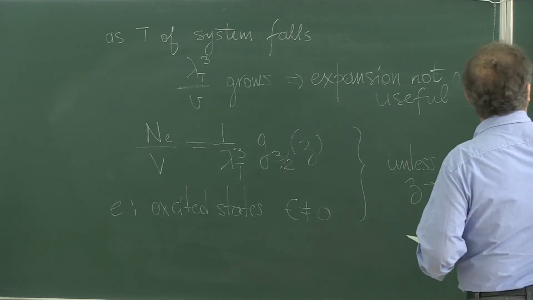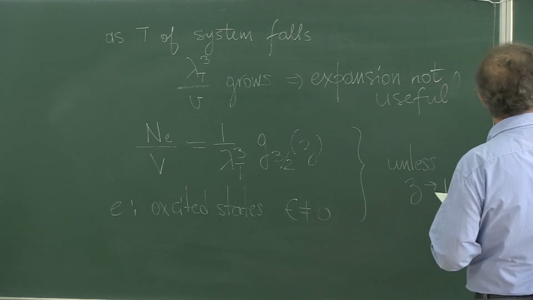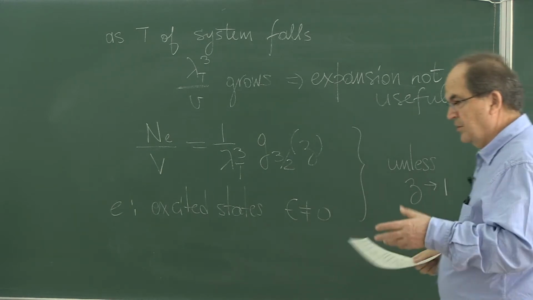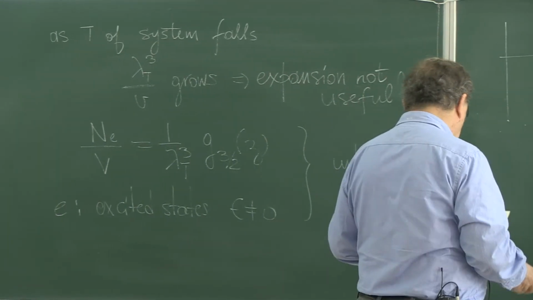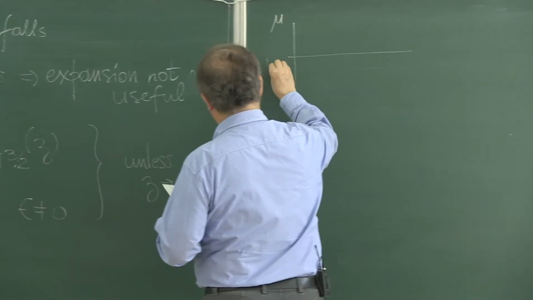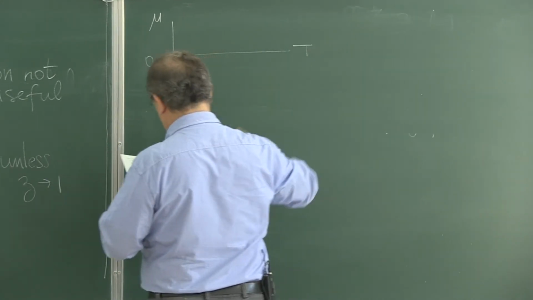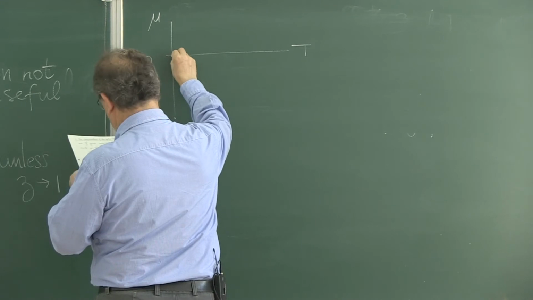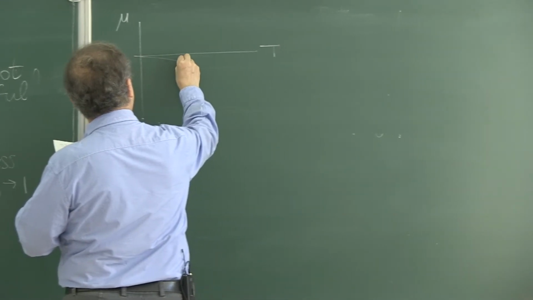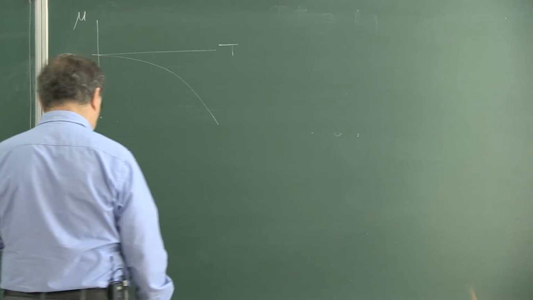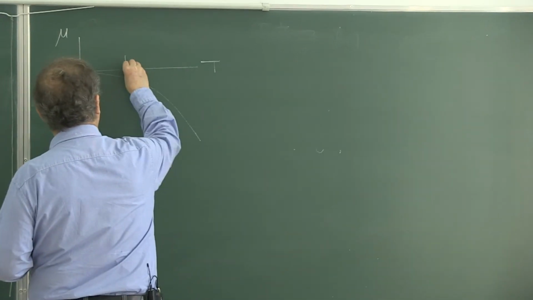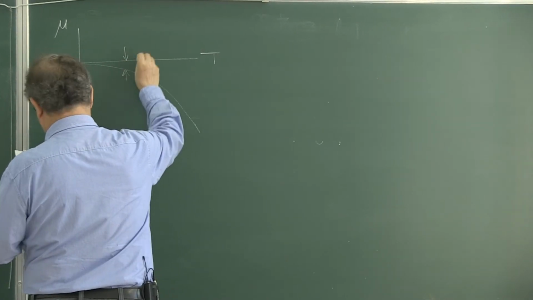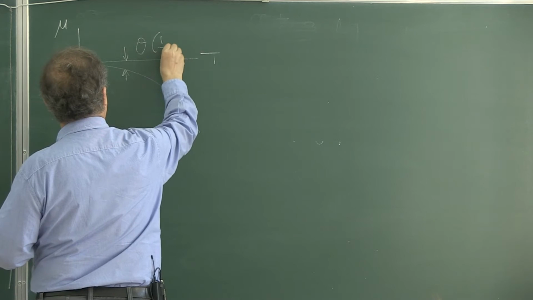Now let's look at the quantities, the way they behave. If you look at it from a graphical point of view, I think it will be clearer. The chemical potential, for example, as a function of temperature, behaves as follows. Always negative. And this difference is of the order of 1 over V.